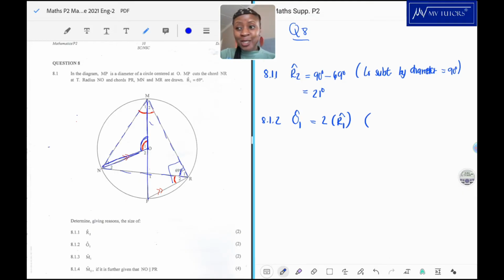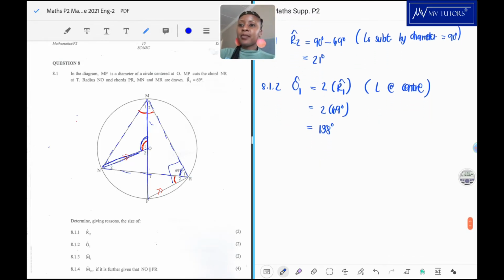The reason for that is angle at center. If you want to write the long version of it, to say that the angle at the center is twice that of the angle at the circumference, provided that it's subtended from the same chord, you can do that. But I'm just going to say angle at center. We already know that R1 is 69, so we're just really doubling it. So what is 69 times 2? Well, 70 times 2 will give you 140. Minus 2, we get 138. So 138 degrees.